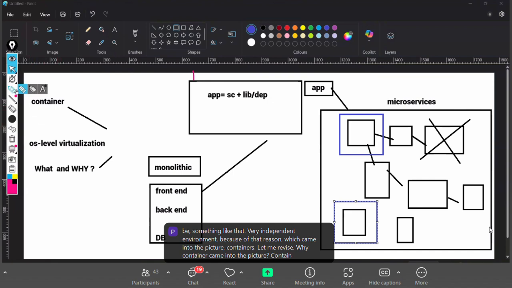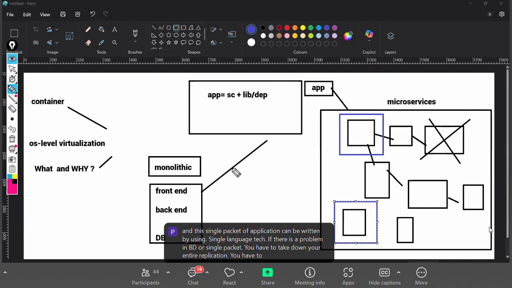Containers came into the picture because architecture shifted from monolithic to microservices. What do you mean by monolithic? Monolithic is nothing but a single packet of application, and this single packet of application can be written by using a single language stack. If there is a problem with your single packet, you have to take down your entire application.